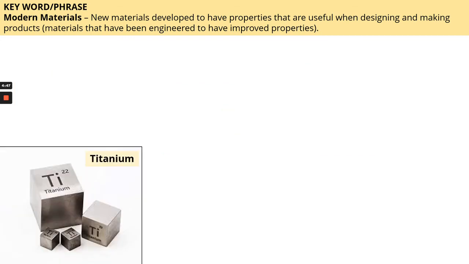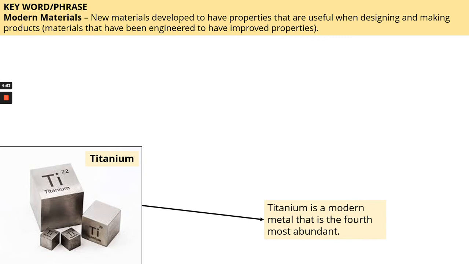Okay, so our next material is one that you've probably heard of before. It's titanium. And titanium is a modern metal that is the fourth most abundant in the world. So abundant means that there's a lot of it available on our Earth.